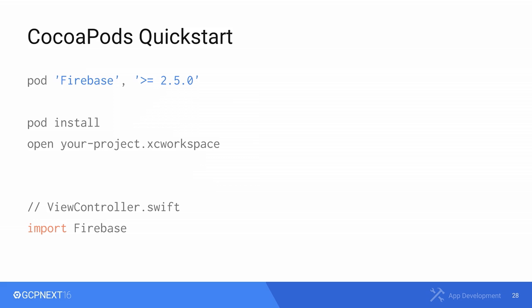And then be sure to open the .xcworkspace version of your project, which will include all of the pods for you. Then in your view controller, if you're using Swift, all you need to do is add a Firebase import, and you're ready to go.